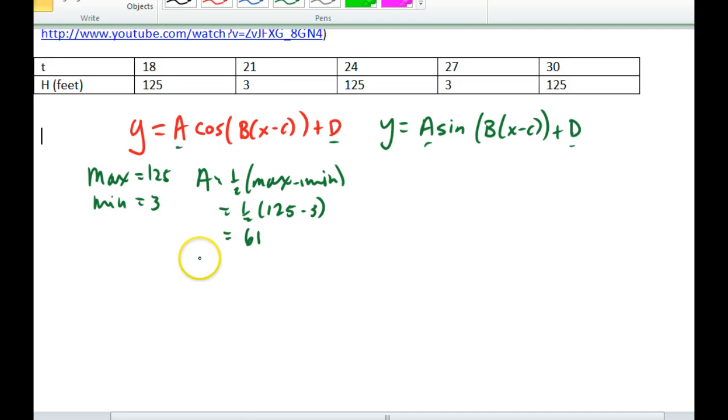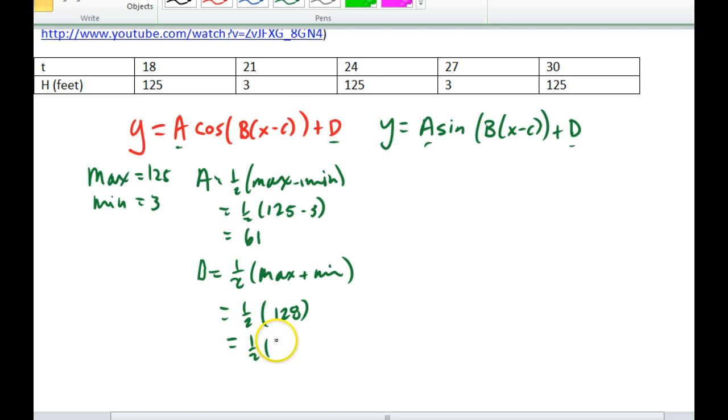And so if we do that, we can also find our D value. Our D value is the average of the max and min. So if I do that, that would be 1/2, and then I add those two together, 128. And I'm going to get 1/2 of 128, which would be, I did that wrong, 64. So it's just 64.